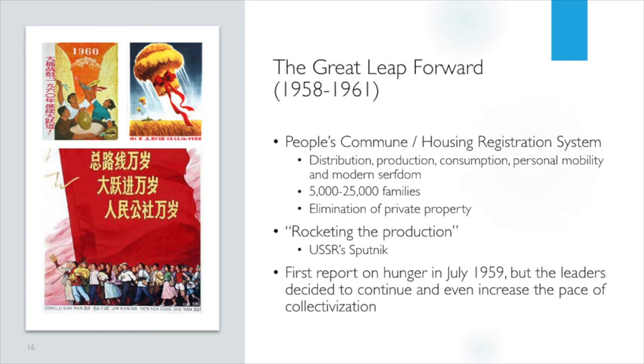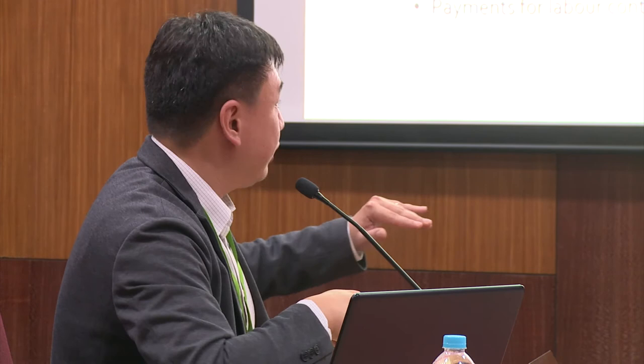The people's commune here, okay, you have around 5,000 to 25,000 families. And all of the stuff, including distribution, production, consumption, you have to work together. No more private ownership. So this is an even higher stage of collectivization. I will come back to this later, but this is the situation for lower level and high level APCs.